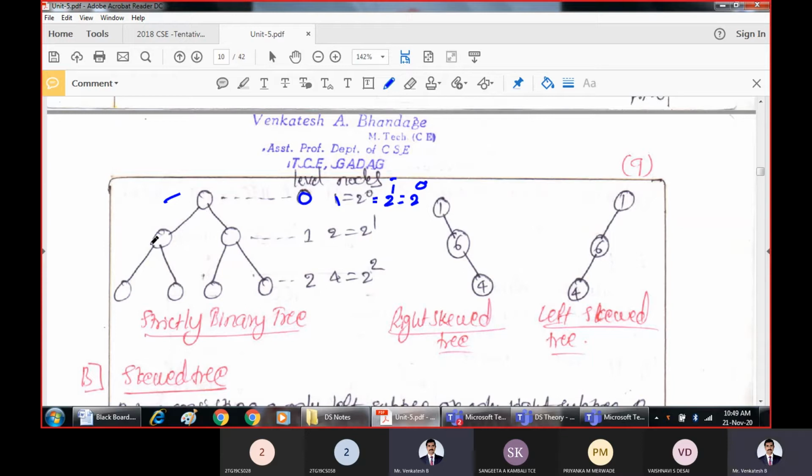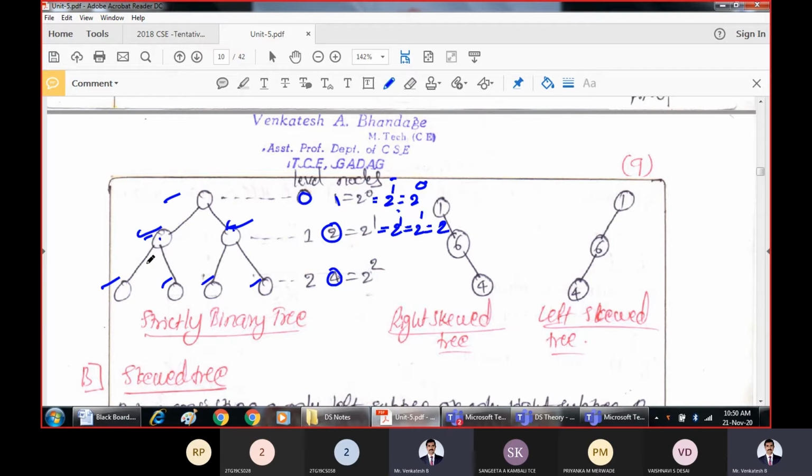Next coming to the next level. How many nodes are there? 2 nodes are present. But what is the level? Level 1. So that is 2 raised to 1, because what is the formula? 2 raised to i, 2 raised to 1, that is equal to 2. Coming to level 2, 2 raised to 2 is how much? 4. So at this level, we should have 4 nodes. 1, 2, 3, 4. So this is the simple notation for the strictly binary tree.